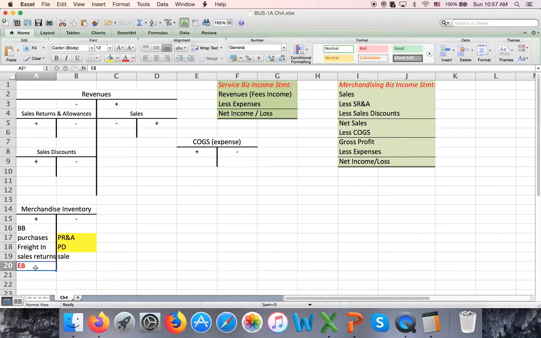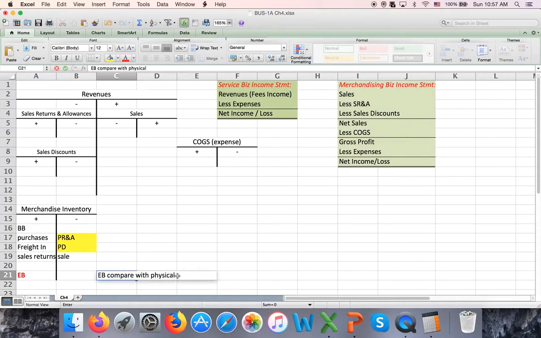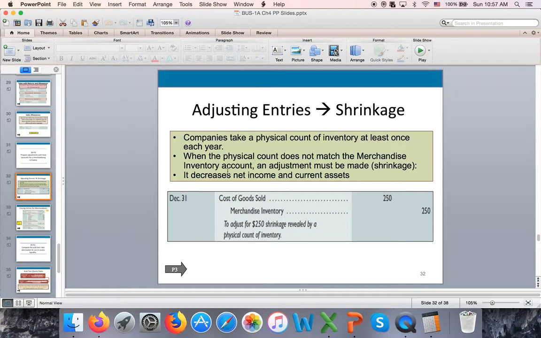So I look at this ending balance, let me extend it right here, and I'm going to compare it with the physical count. And usually the physical count is going to be lower because of theft, because of obsolete items, because of misplaced items. And so I need to adjust this inventory account down to the physical count. So we're going to make an adjustment so that our merchandise inventory balance is equal to the physical count.